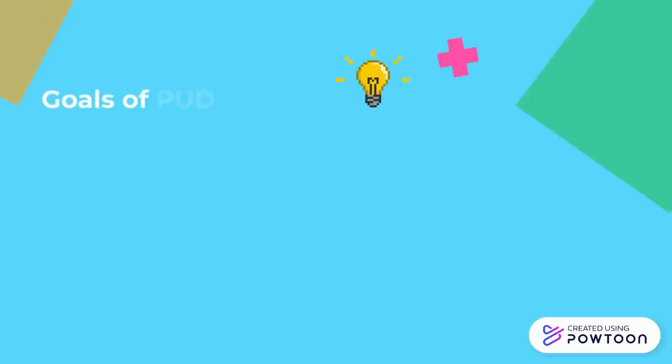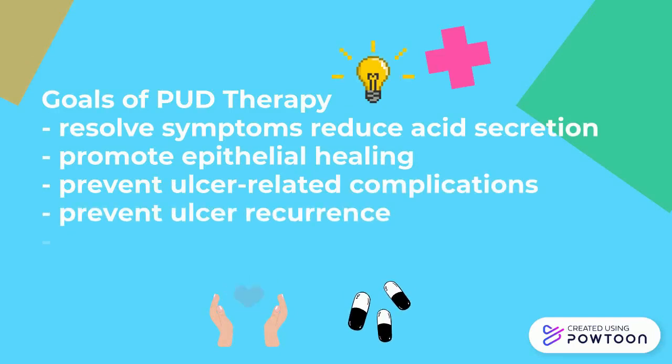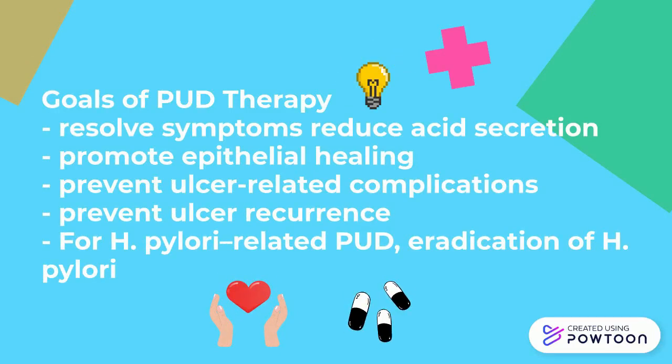The goals of PUD therapy are to resolve the symptoms of the patient, reduce acid secretion, promote epithelial healing, prevent ulcer-related complications, and prevent ulcer recurrence. For H. pylori-related PUD, there should also be eradication of H. pylori.